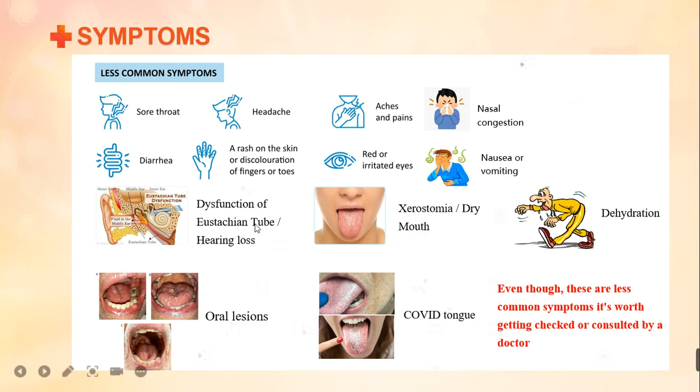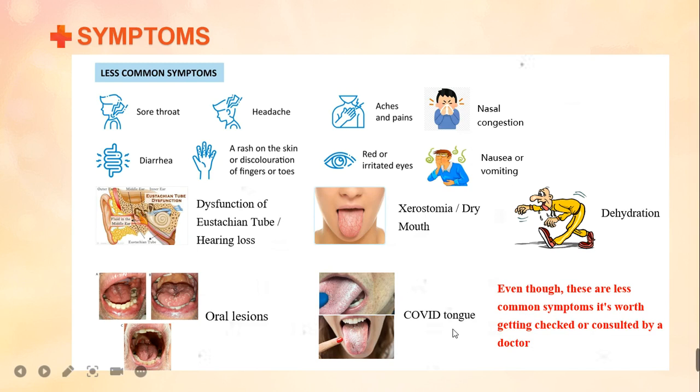Dysfunction of the ear tube means you might have some hearing difficulties right now, because earlier it was that the sensation of smell and taste was gone. Now it is causing hearing difficulties also. Then dry mouth. Here your tongue will be so dry, and even some people will feel dehydrated so quickly. So you have to keep hydrated in order to prevent this. And oral lesions in your mouth, tongue, lips, everywhere you will have lesions like oral ulcers or something like that.